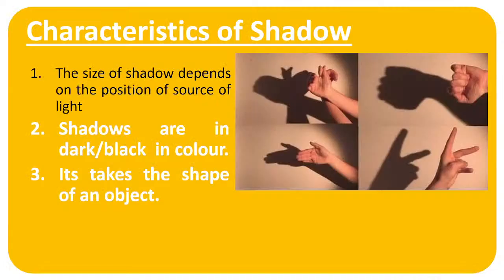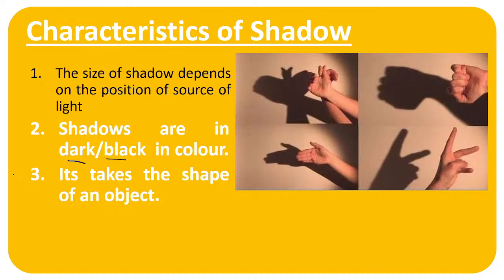Okay, second thing, the shadow. What is the color of the shadow? Size we have seen. Size can be bigger or smaller depending on the position of the source. Shadows are mostly dark or black in color, isn't it? Does the shadow have its own color? Color is like an object. Objects can be colorful, but the shadow is not colorful.